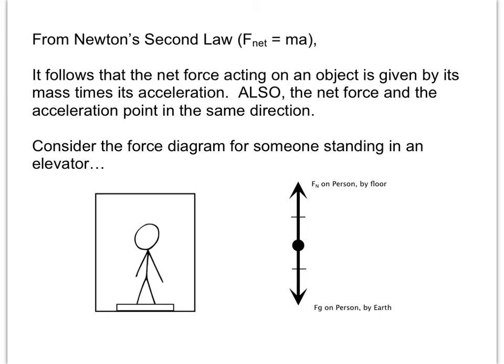So first up for this elevator problem, let's consider someone standing in an elevator. Now in this case, there's a normal force acting on the person by the floor, and there's a force of gravity acting on the person by the earth. And since they're just standing there, the forces will be balanced because the velocity is constant, the velocity is 0.